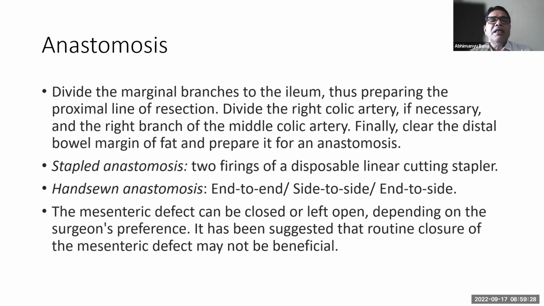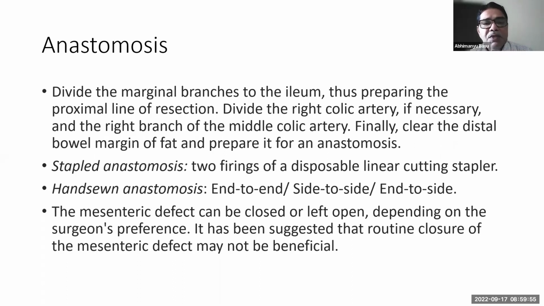So divide the marginal branches of the ileum, thus preparing the proximal line of dissection. Divide the right colic artery if necessary. If necessary means sometimes it is absent, and the right branch of the middle colic artery. Finally, clear the distal bowel margin of fat and prepare for anastomosis. Yes, clearing of the distal margin of fat is important, particularly when you do the stapled anastomosis.